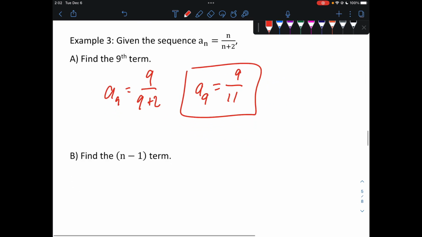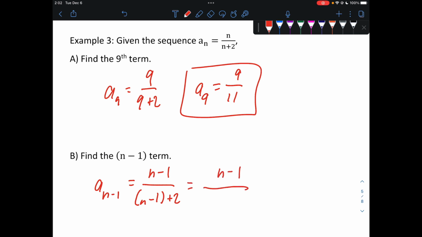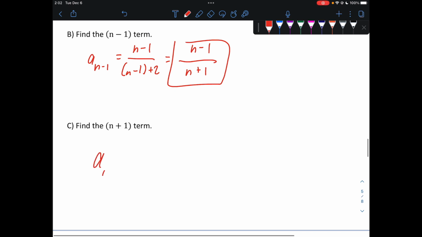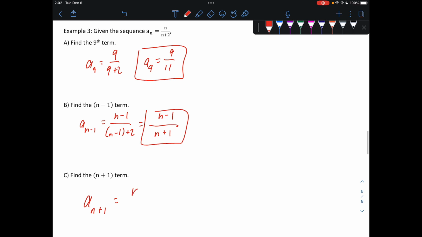Well, the next two, don't do these any differently. You're just going to put n minus 1 in for n. So a sub n minus 1 equals n minus 1 over n minus 1 plus 2, which is n minus 1 over n plus 1. And for a sub n plus 1, it'd be n plus 1 over n plus 1 plus 2, which is n plus 1 over n plus 3.